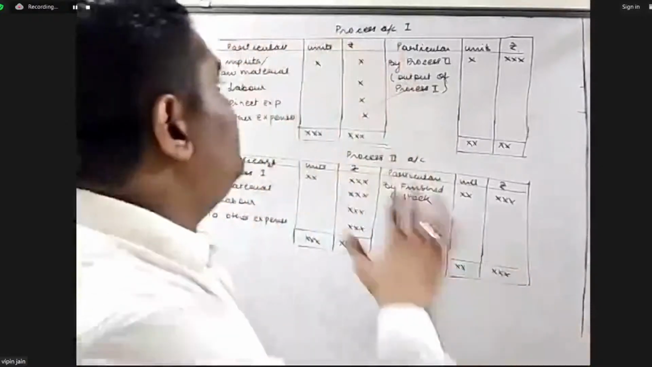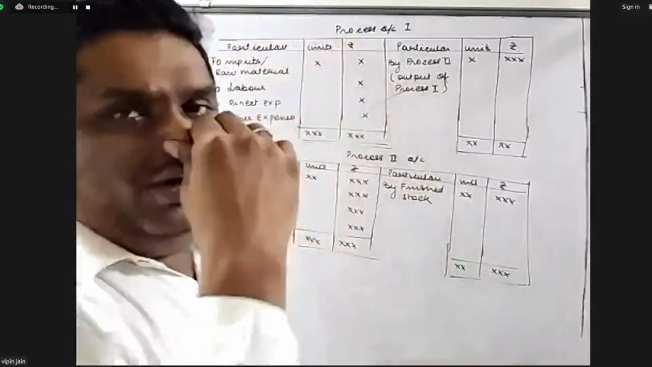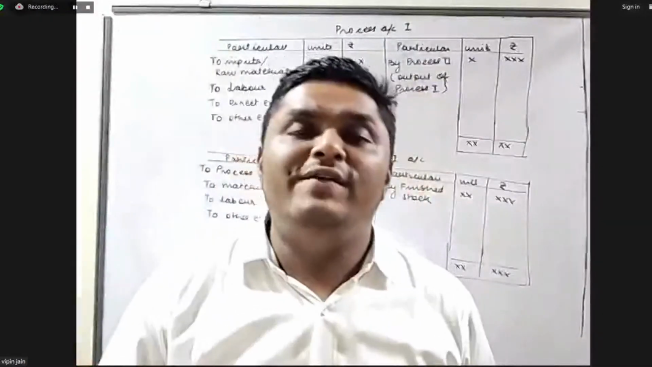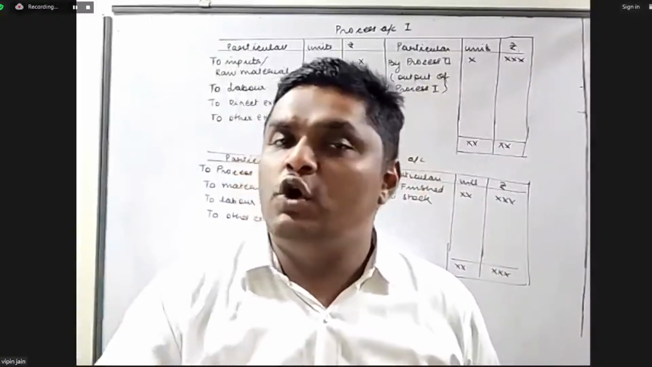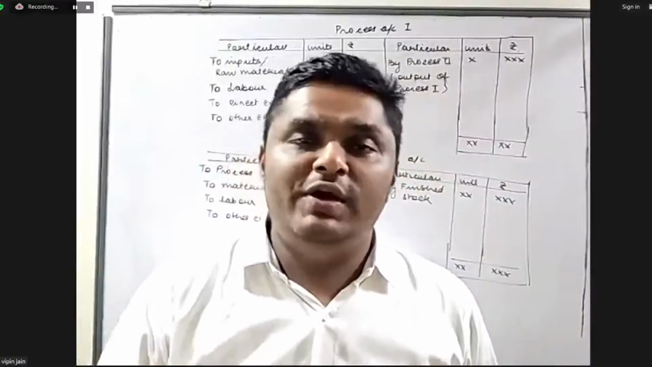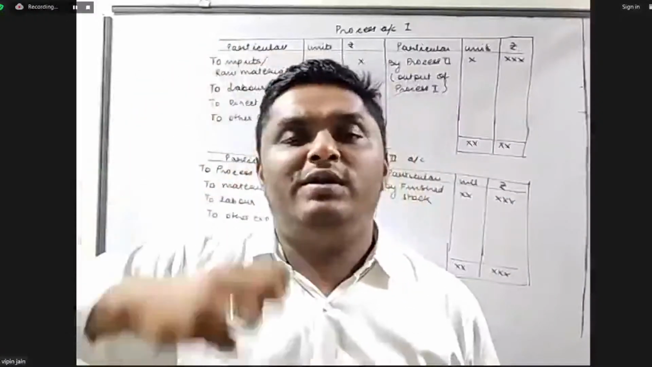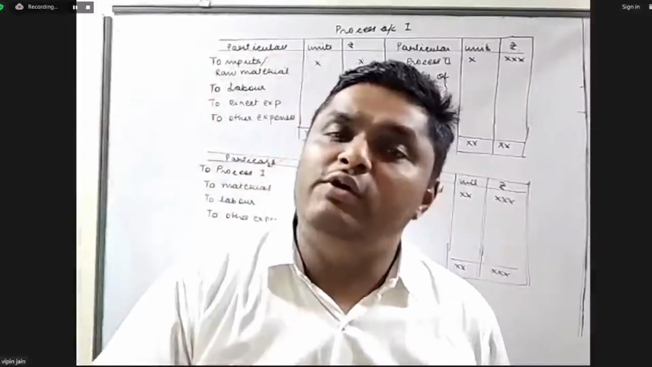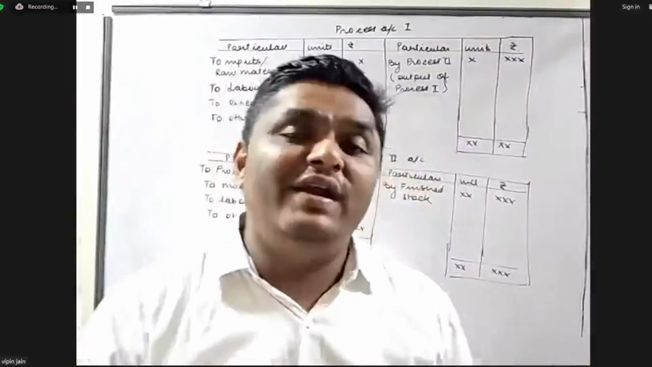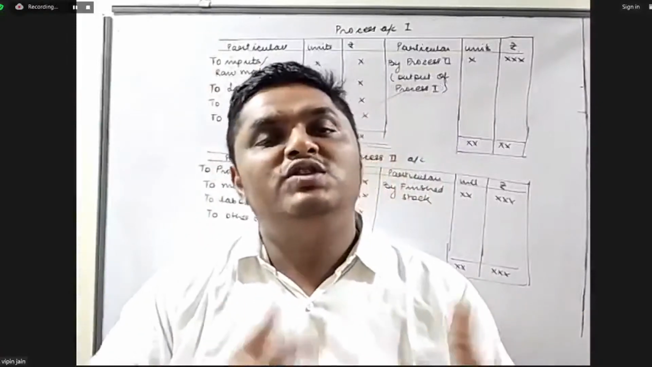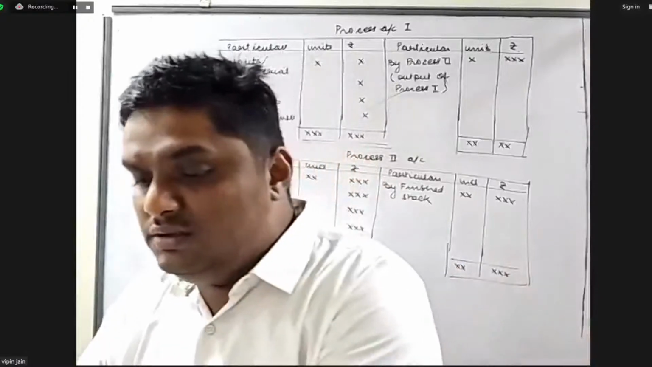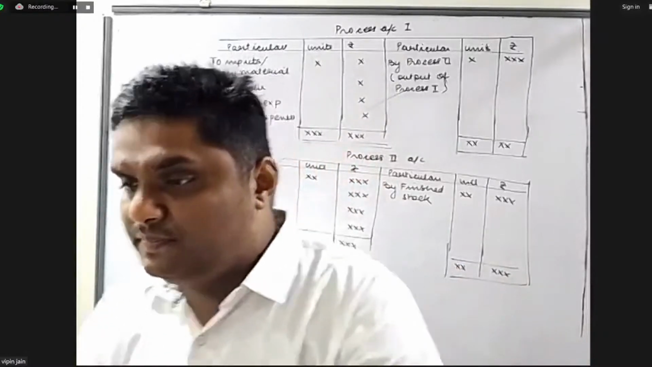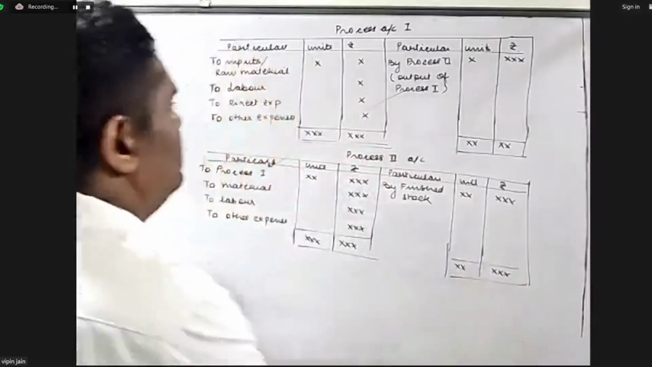So we can skip this units column. This units column is to be prepared only when, in a particular question, information is given as regards normal loss or abnormal loss. So herein, the original input, that is the raw material, is of 240 units, and the final output we are getting is also 240 units. So we can skip this units column. So let's start, guys, with illustration number 1.